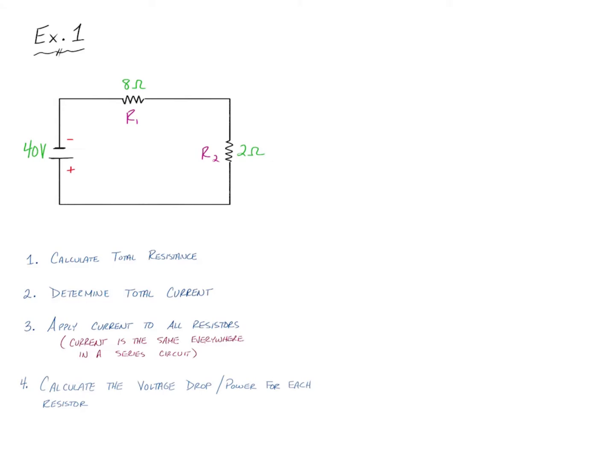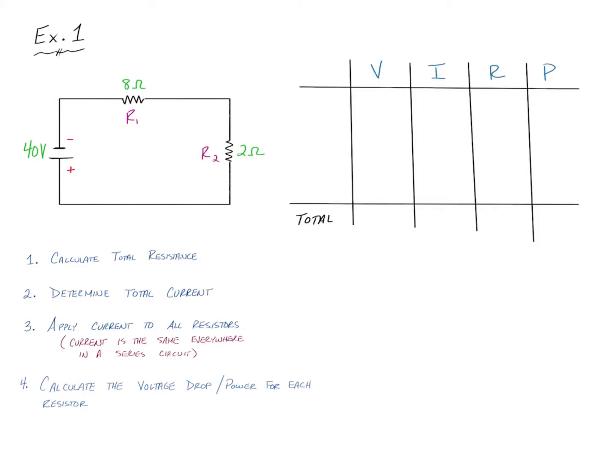So one of the things you'll see me use quite frequently is what I call a VIRP table. It's a table that keeps us organized when we're trying to determine the voltage, current, resistance, and power across each resistor, hence the VIRP acronym.